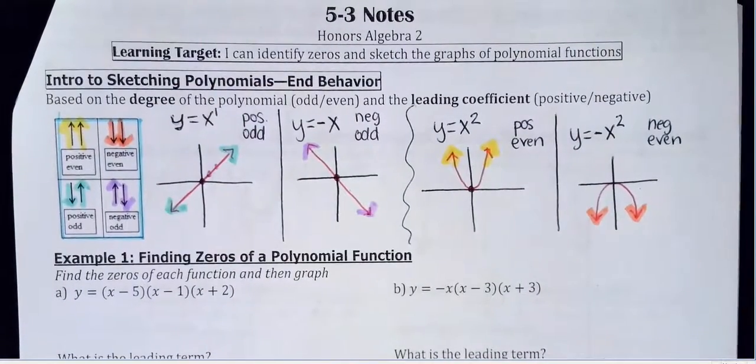So those are all the possible things that could happen when you're graphing, for what the far left and far right would look like on the graph. Okay, is anybody having a question at the moment?